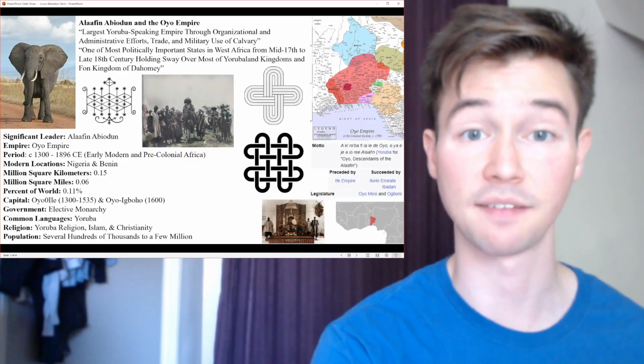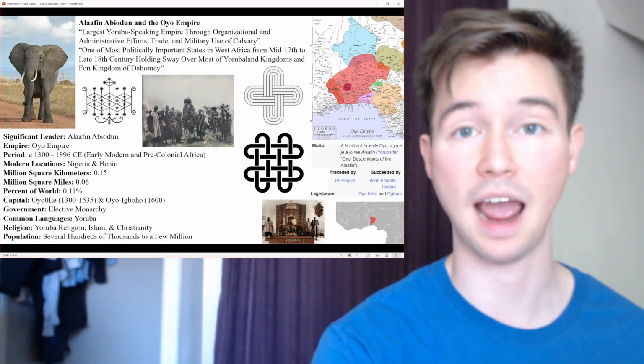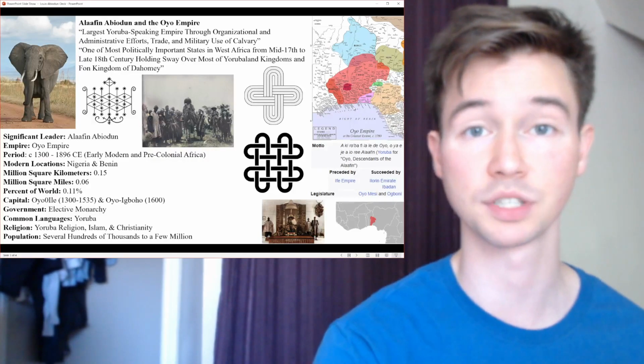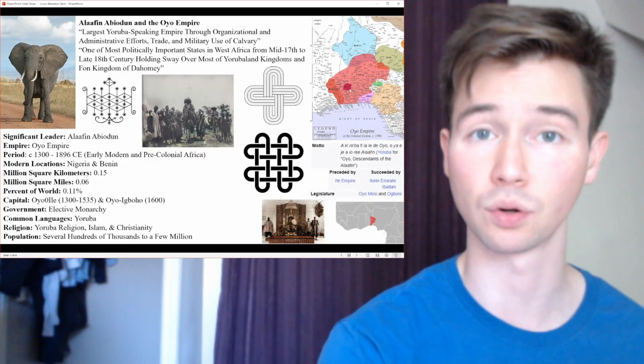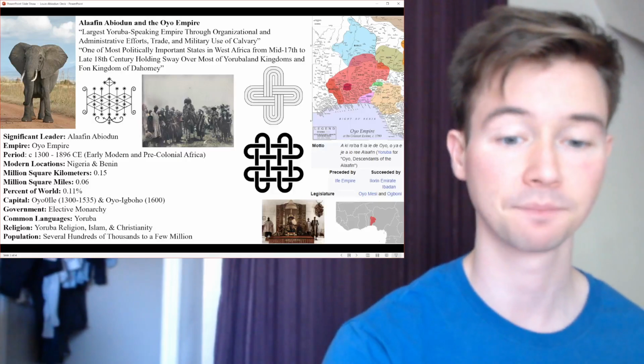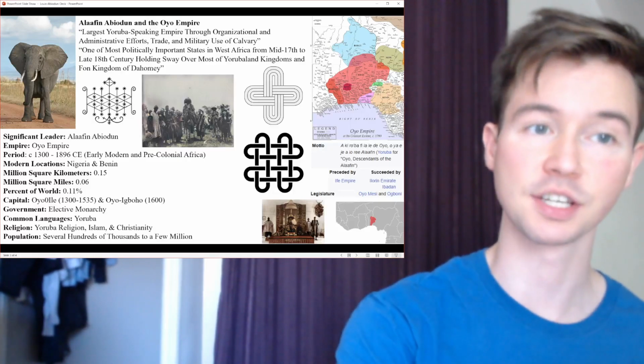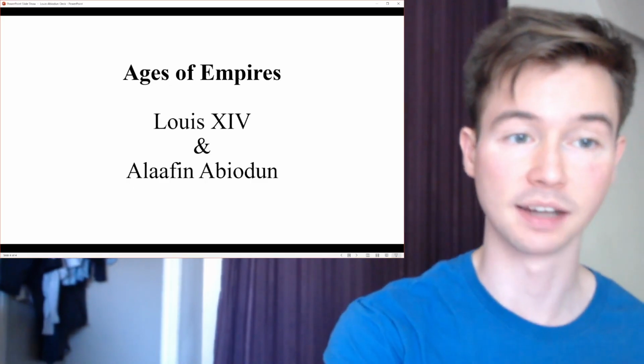But nonetheless, they have access to water on both sides and sort of have control over this trade route, which gave them great economic prosperity. Not only that, they also had access to cavalry. So that is, in my opinion, the fascinating Oyo Empire and Alaafin Abiodun.